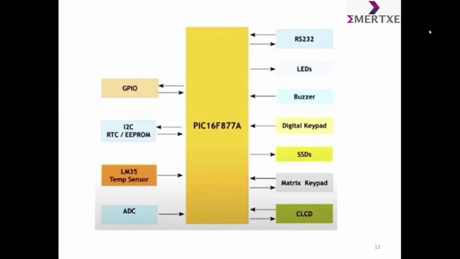Now we are going to see how other components are connected to the PIC16F877A. First, we are going to see about GPIO, which is nothing but general purpose input output. It is used to handle both output and input digital signals, and it is used as a bidirectional pin. Next, I2C, which means inter-integrated circuit.